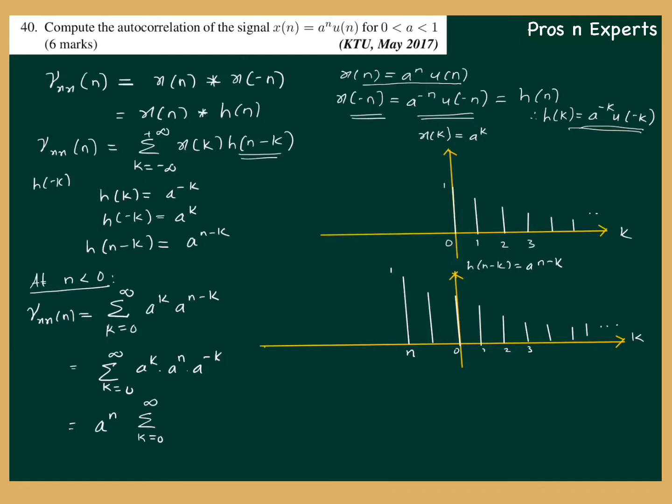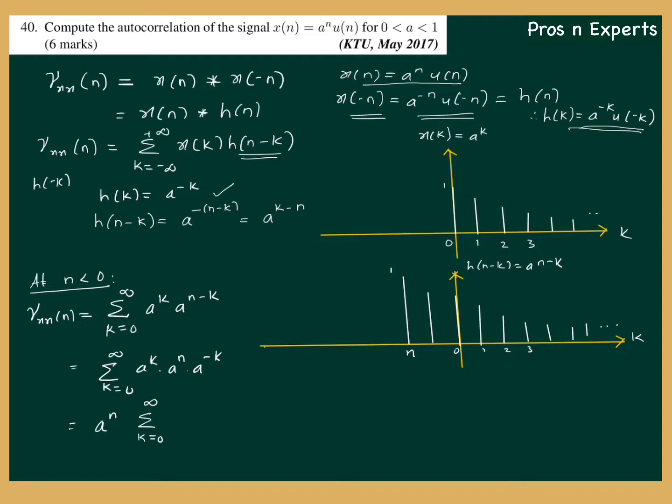Oh, I'm extremely sorry. I have made a big mistake here. H of n minus k is not a raised to n minus k. I apologize. What we have to do is start from h of k. From h of k, you have to write h of n minus k. H of k is a raised to minus k. So very simple, h of n minus k is equal to a raised to minus of n minus k, or you can write it as a raised to k minus n. All right, I'm extremely sorry for this mistake.